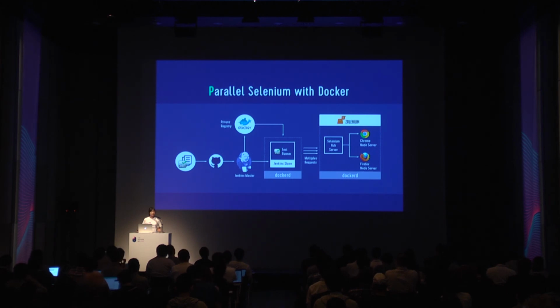With the Jenkins Docker plugin, you can start the test runner container on another host machine at runtime, and then execute Selenium tests in parallel by using the multi-thread library. Selenium Hub server will handle the test requests and dispatch them to the node containers. After the test finishes, the node containers and the test runner container will be destroyed.